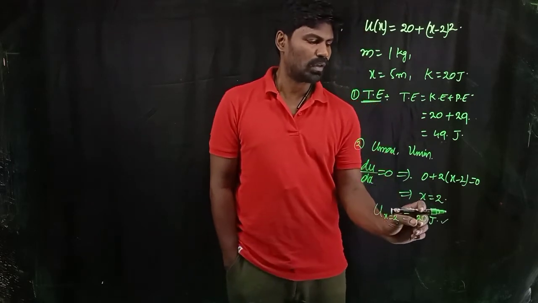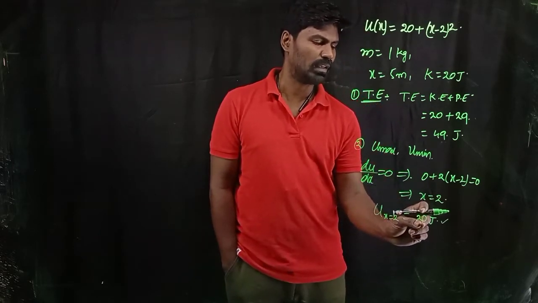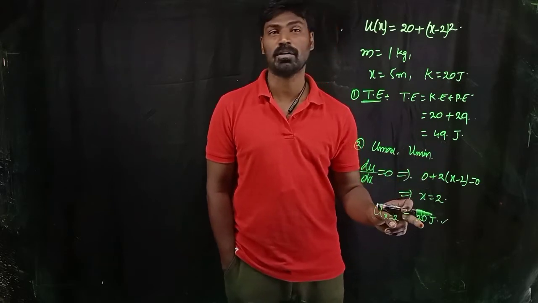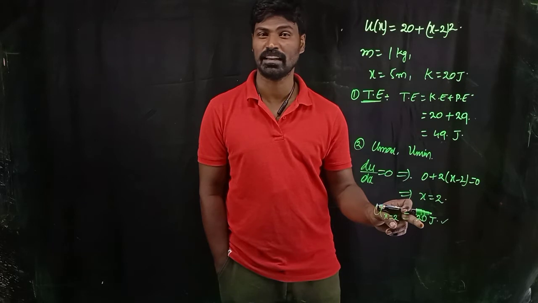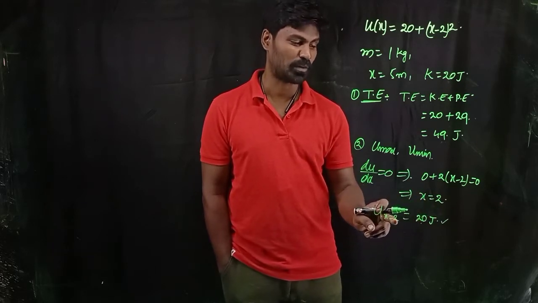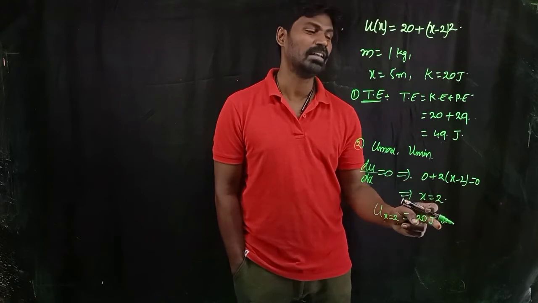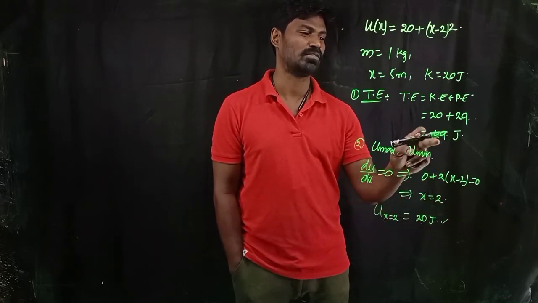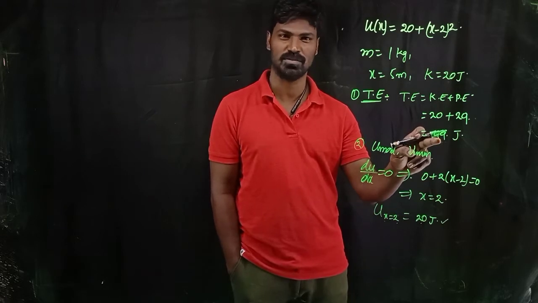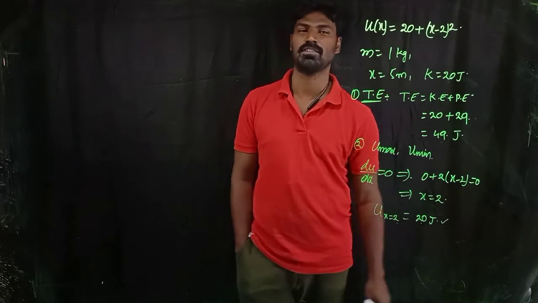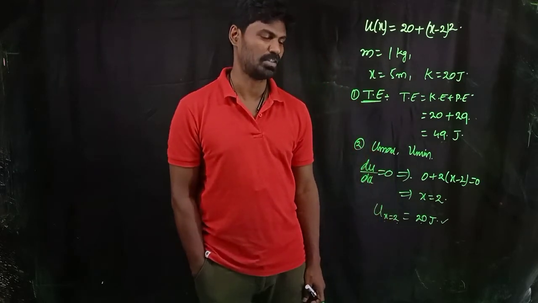Okay, so if this 20 joule is maximum, then what should happen? When potential energy is maximum, obviously kinetic energy should be 0. So if x equal to 2 corresponds to maximum potential energy, then kinetic energy should be 0. Then total energy will be 20 joules, but actually total energy is 49 joules. So through that, what I concluded is x equal to 2 is the point corresponding to minimum potential energy.